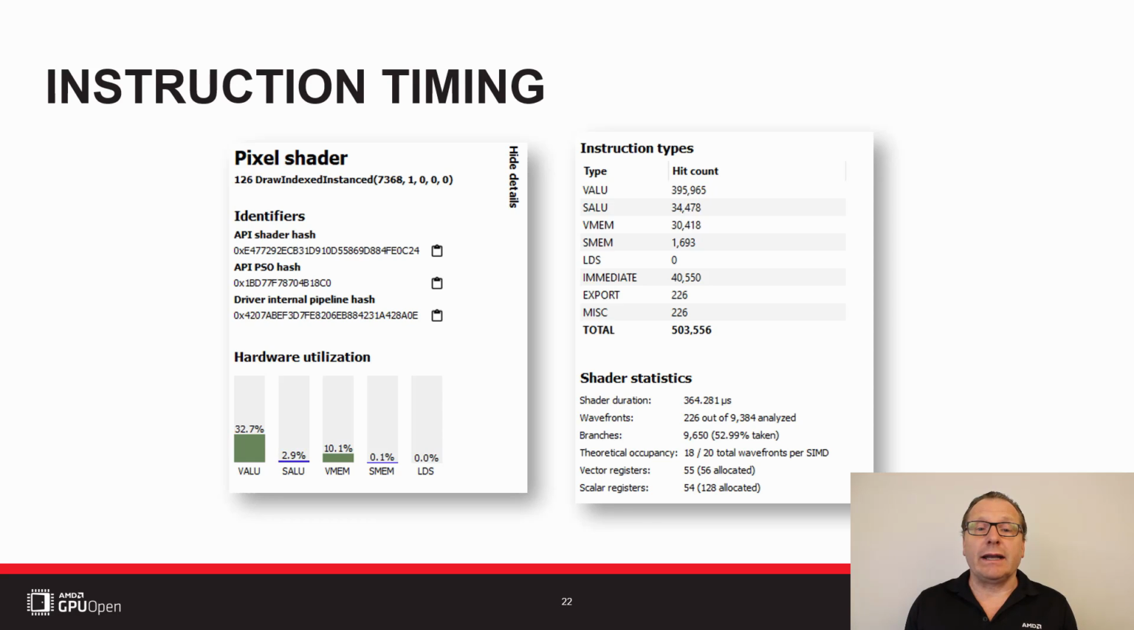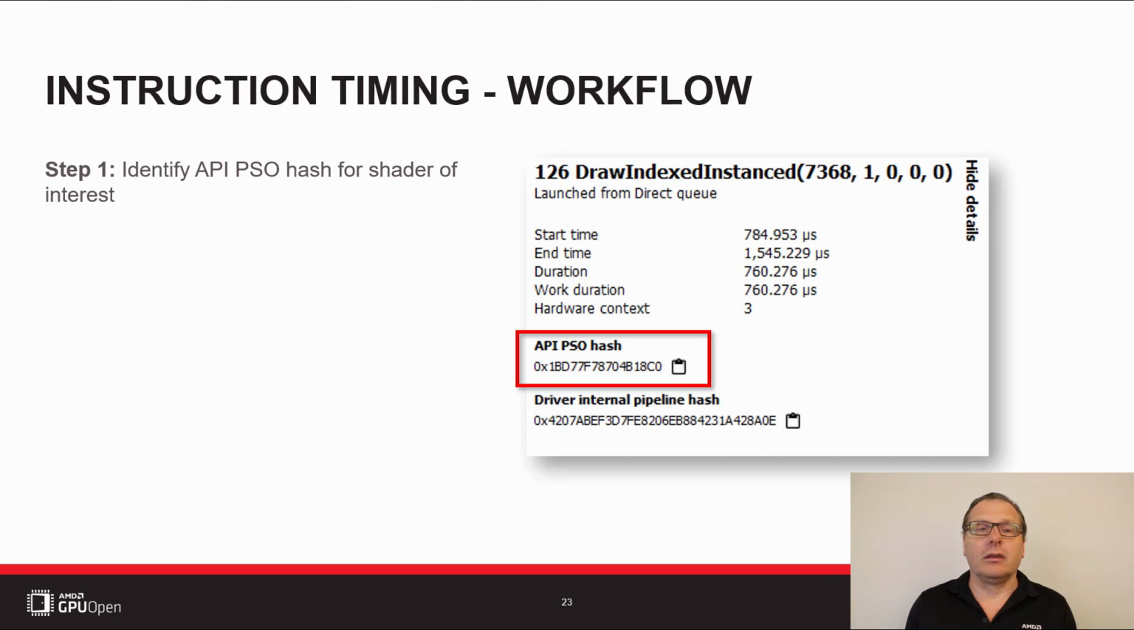It also gives a breakdown of the types of instructions executed, as well as some information on timing, number of wavefronts, and branches executed. These are seen on the right-hand side. Due to the high volume of detailed data required to support the instruction timing view, you must explicitly enable collection of this data for a given pipeline.